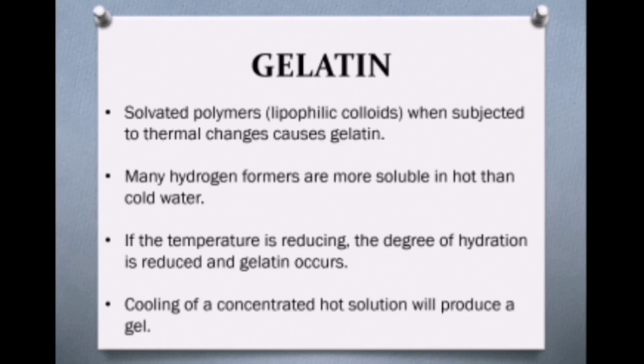The component that makes hair gel is colloid, which is gelatin. Solvated polymers, lipophilic colloids, when subjected to thermal changes cause gelation. Many hydrogel formers are more soluble in hot than cold water. If the temperature is reduced, the degree of hydration is reduced and gelation occurs. Cooling of a concentrated hot solution will produce a gel.